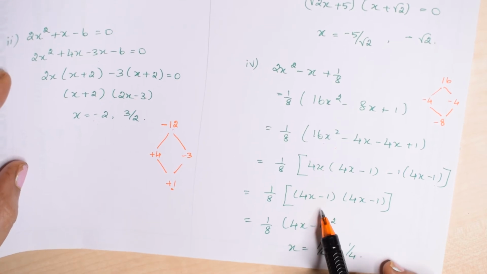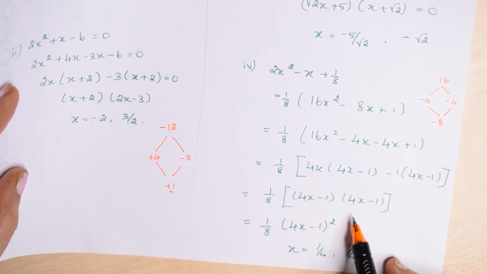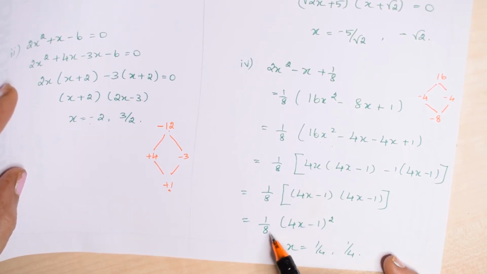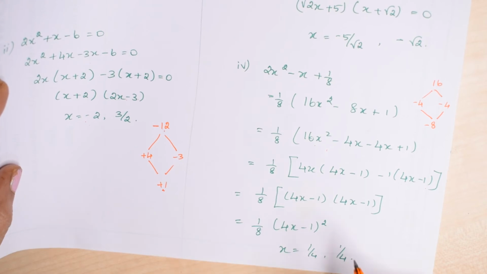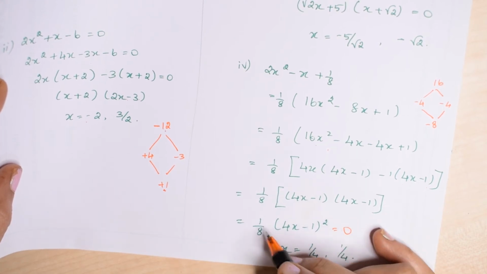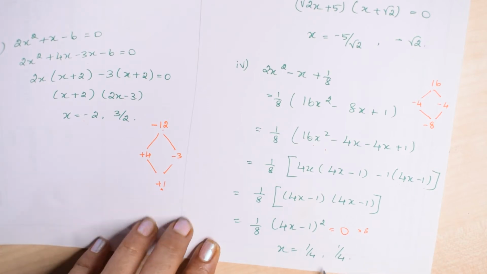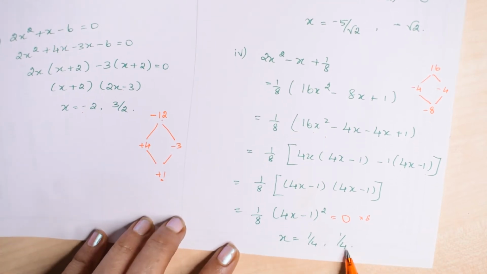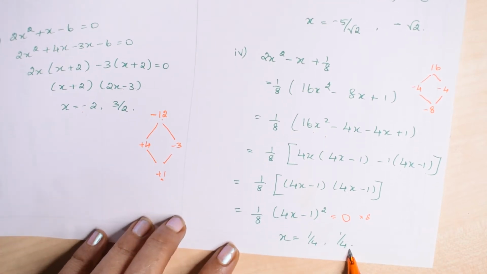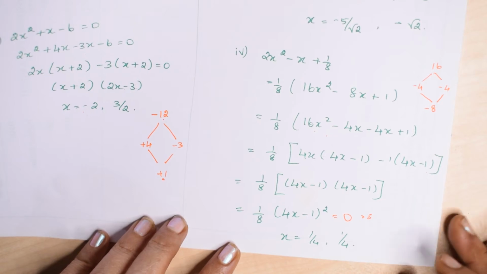It means 4x minus 1 whole square, and 1 by 8 is this. I leave it here. It is equal to 0. When I take it here, it becomes 0 into 8. So again that value becomes 0. So x is equal to 1 by 4 and one more value is 1 by 4 again. 4x minus 1 is equal to 0. And when I equate it like that, x is equal to 1 by 4 and 1 by 4 again.